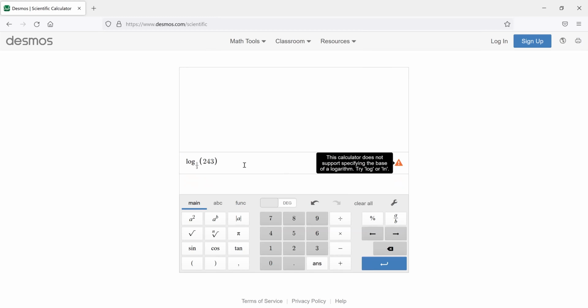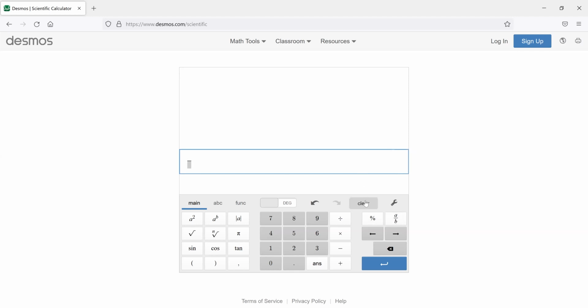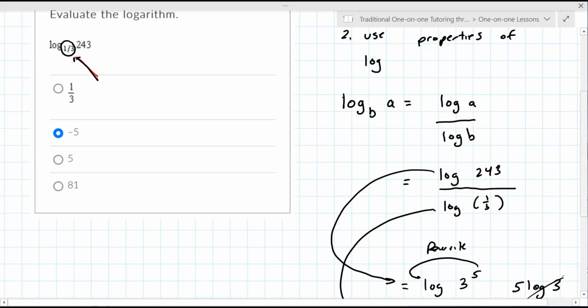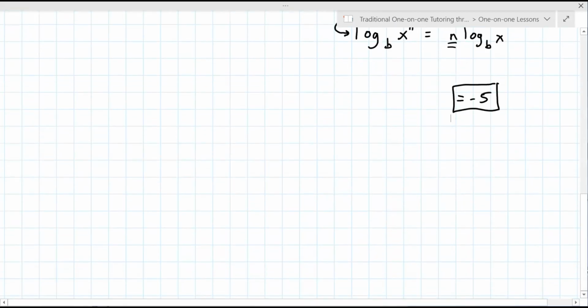Right. So the way that you would work around this is to use that first property that I showed you, which is you would make this into the log of 243 over the log of 1/3. And do you see how that works there? Right. Okay, so let me go back and share my other screen, and we'll look at that maybe together one more time. So the property that we're using here is called the change of base, and you don't necessarily need to know that, but you do need to be able to put it into the calculator.